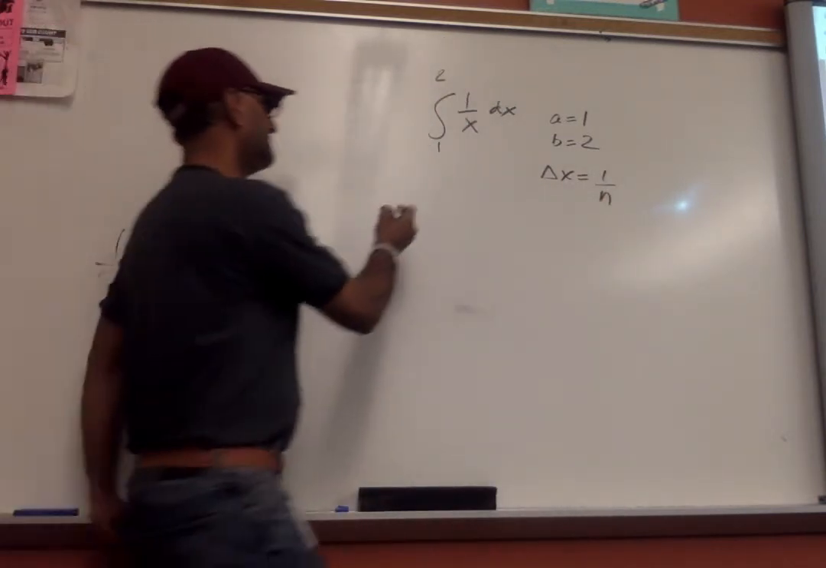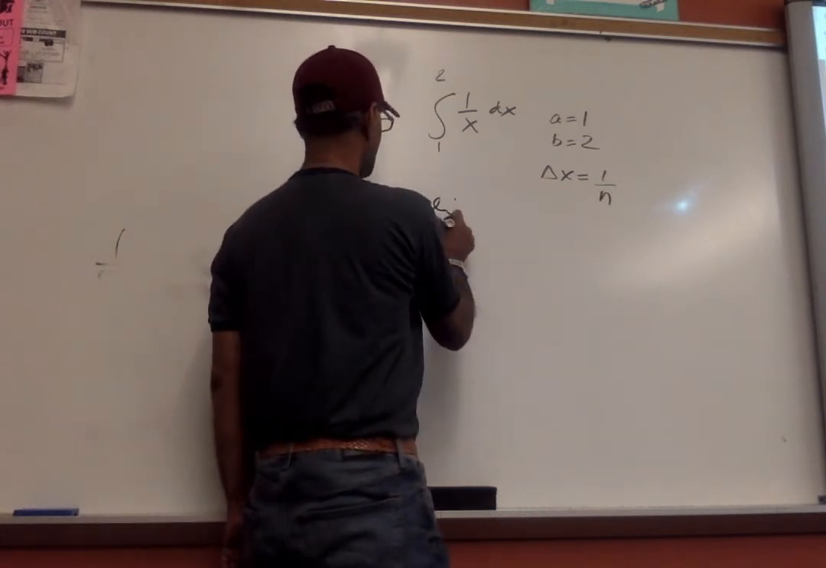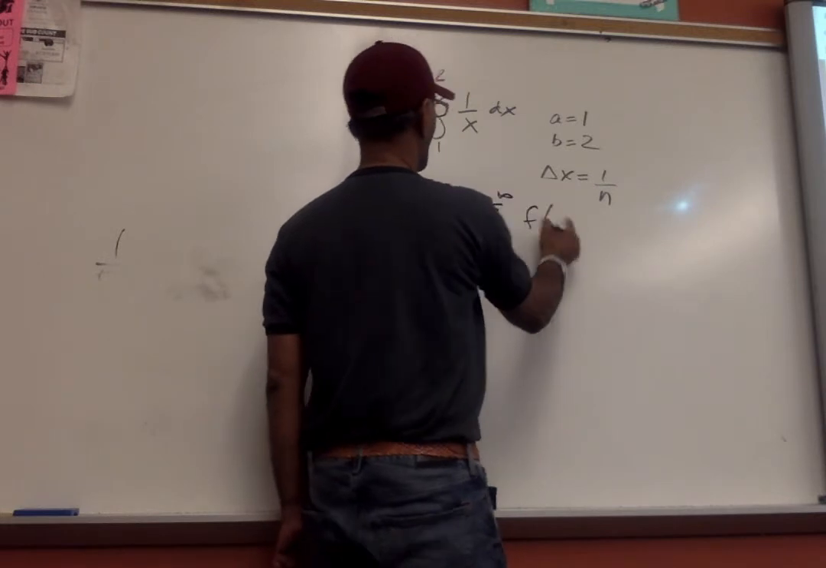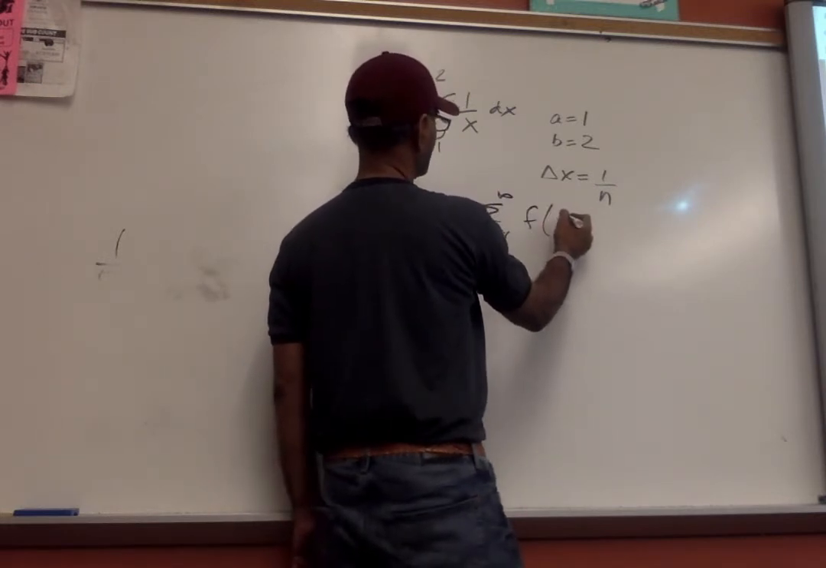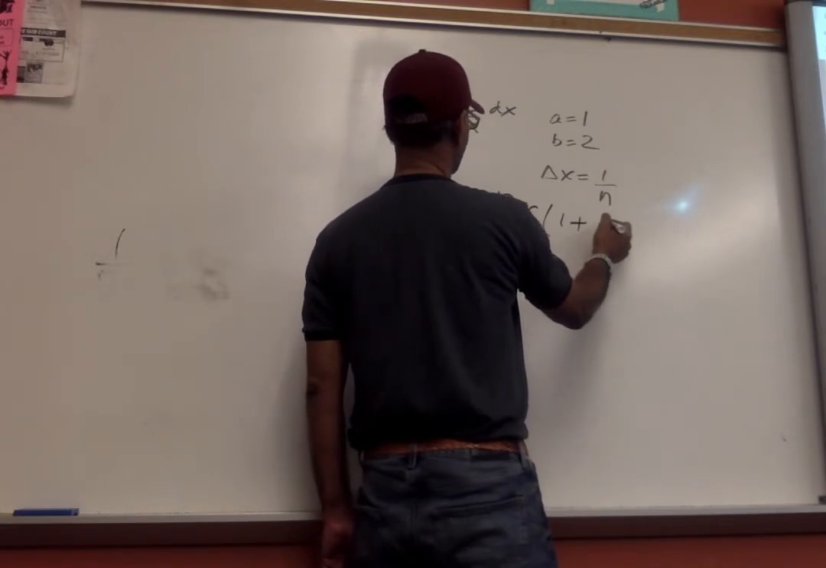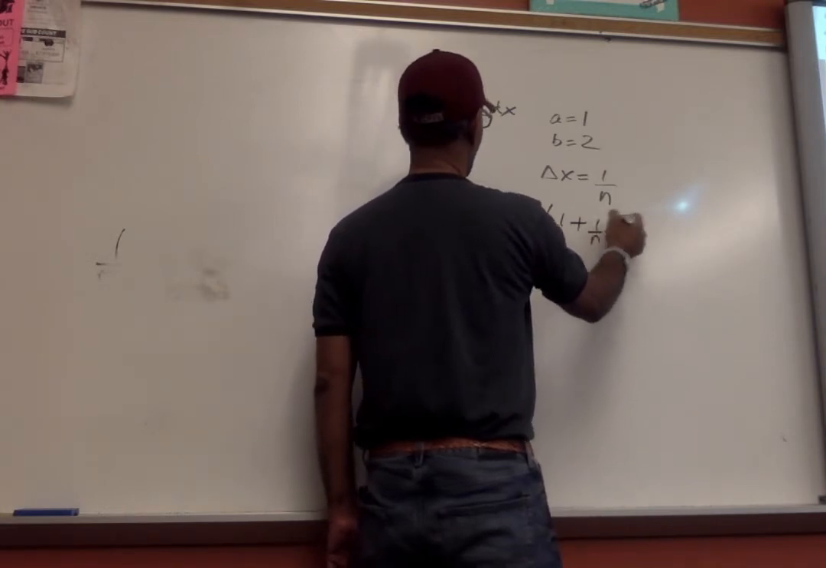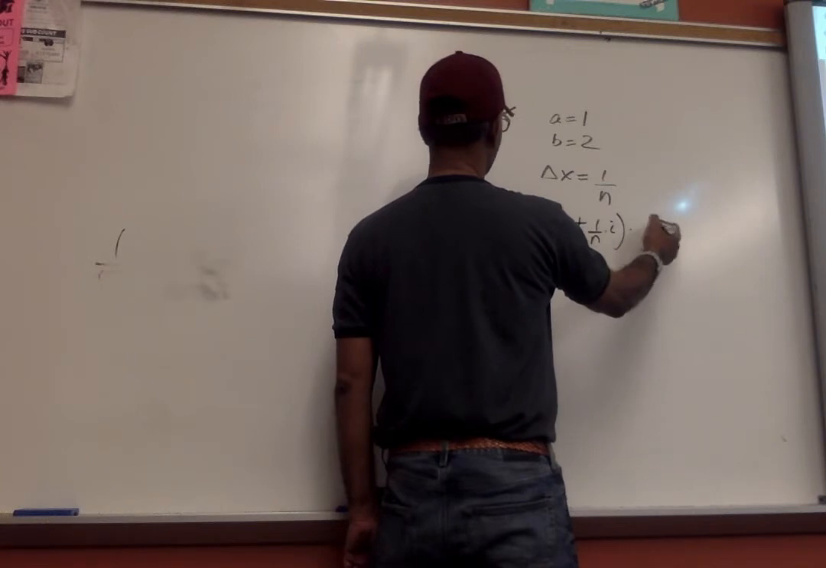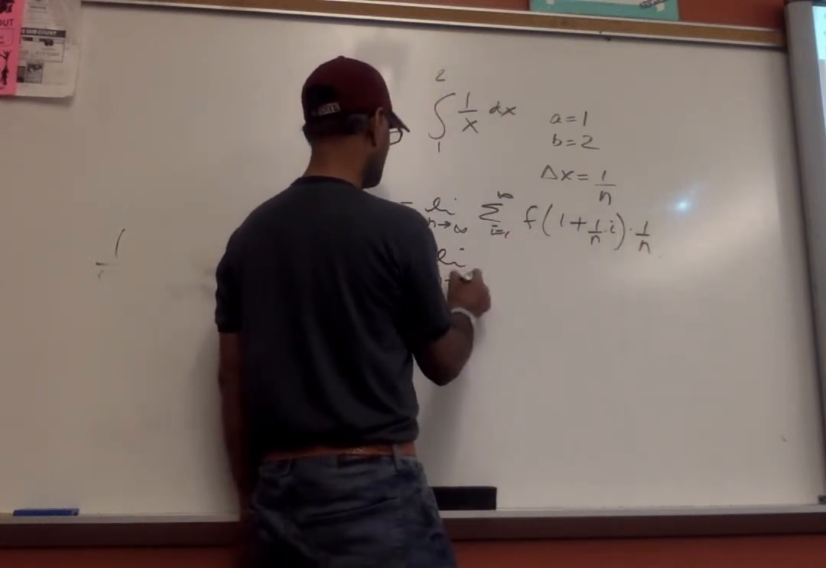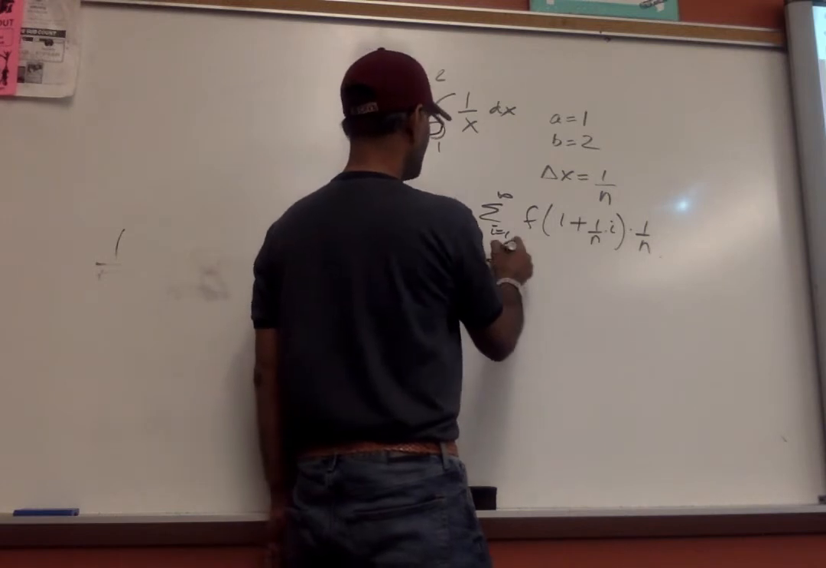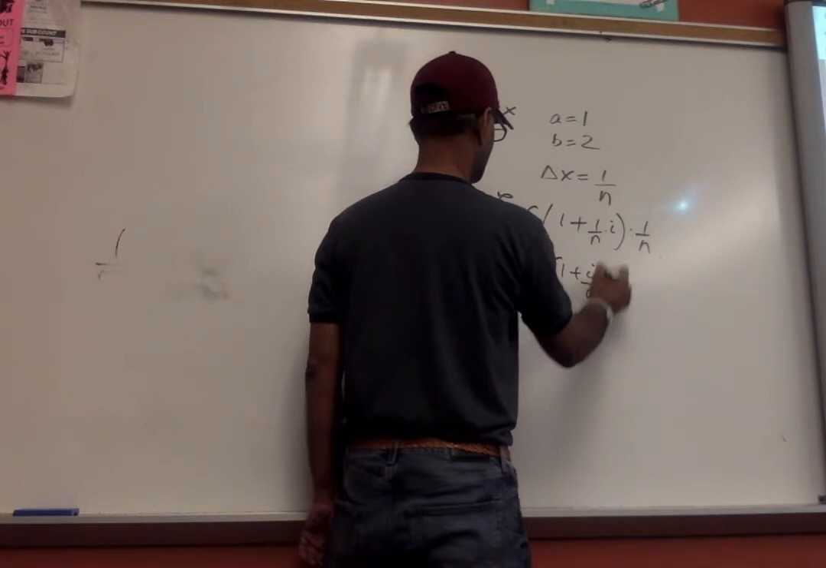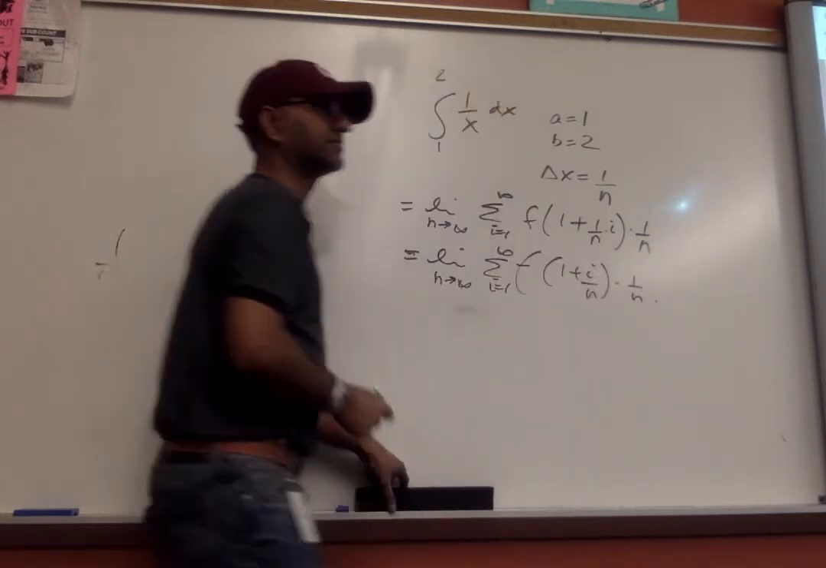Is that clear? And the expression is limit n approaches infinity, summation i goes from 1 to infinity, f of A, which is 1, plus i times delta x, which is 1 over n. Rewriting is your friend. Limit n approaches infinity, i goes from 1 to infinity, f of 1 plus i over n times 1 over n.